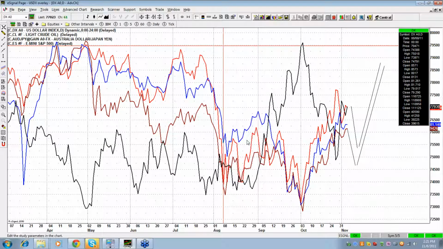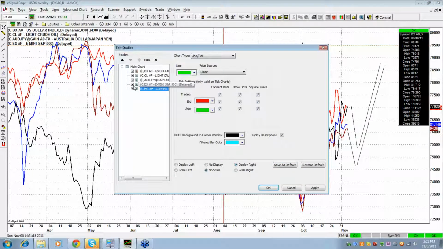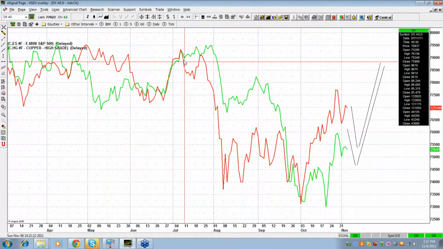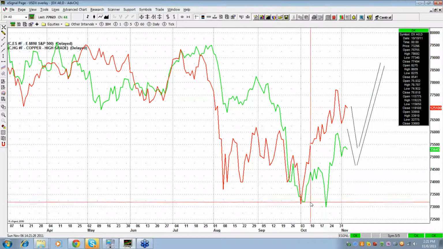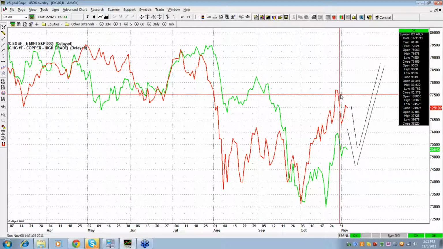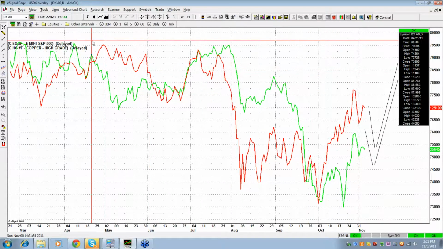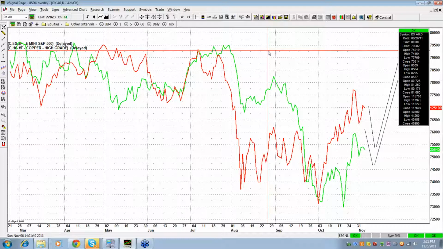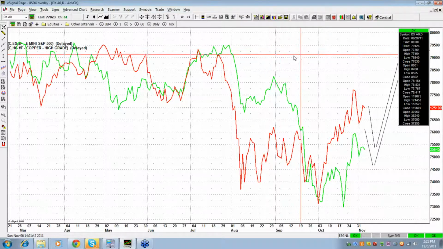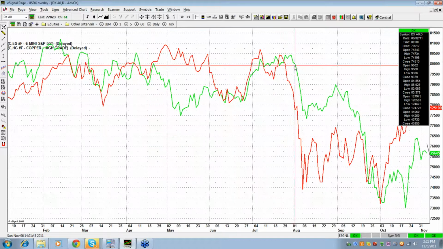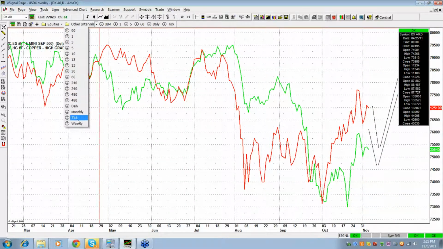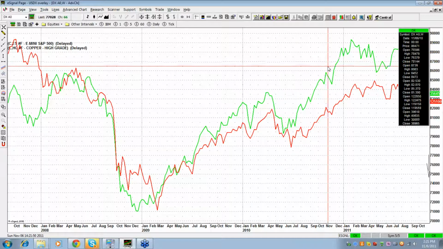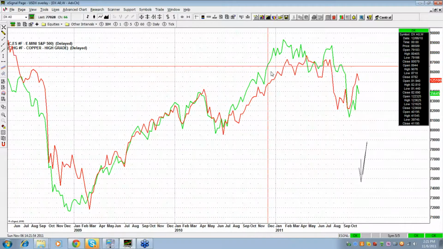Now, let me take all these charts and put only two charts, which are going to be copper in green and the S&P in red. Now, if you take a look at it, again, copper being a barometer of risk is showing the path also. You see, they are well correlated. This is a daily chart. Look at the weekly chart. Very well correlated. No question about it.